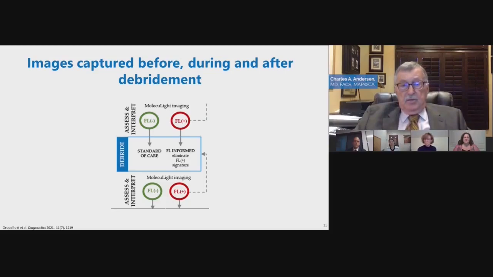So in addition to a general debridement, if we see fluorescence in that image, then we would focus on debriding that fluorescence. Once that debridement is complete, then we would rescan to make sure that we've removed the bacteria with our debridement. I think we have a video here that is going to demonstrate that.